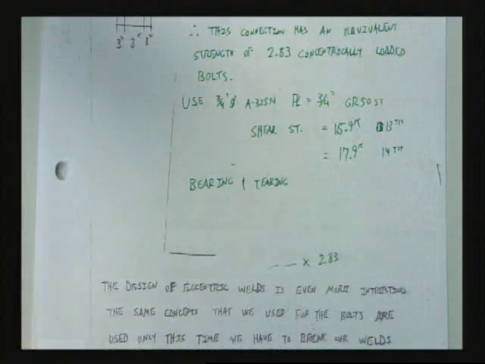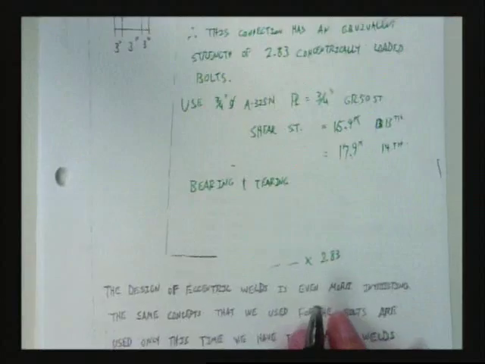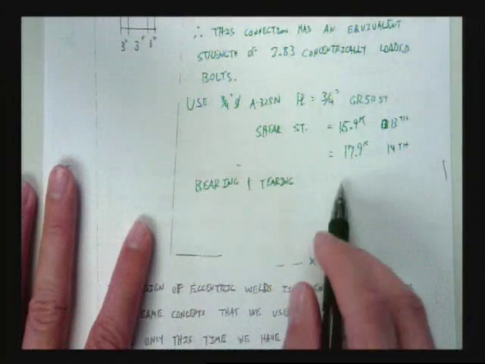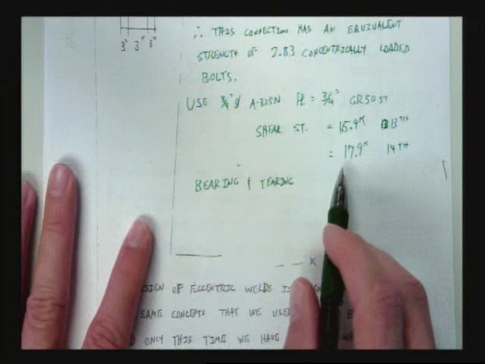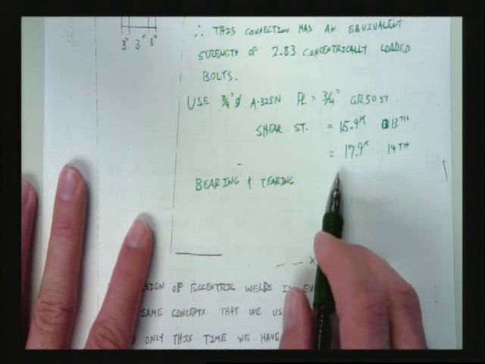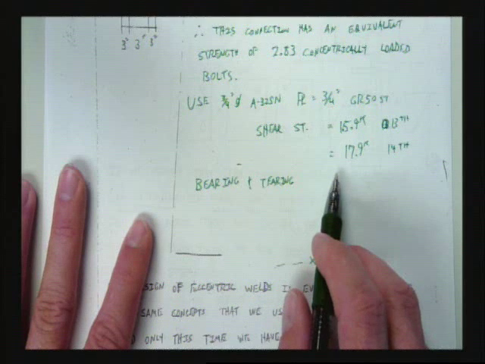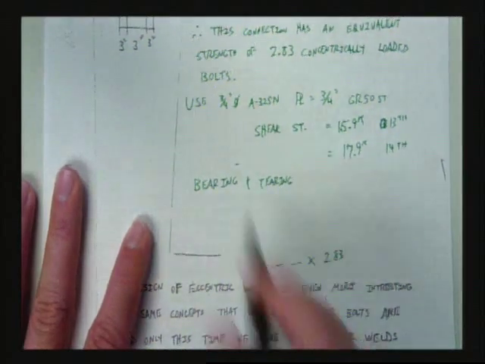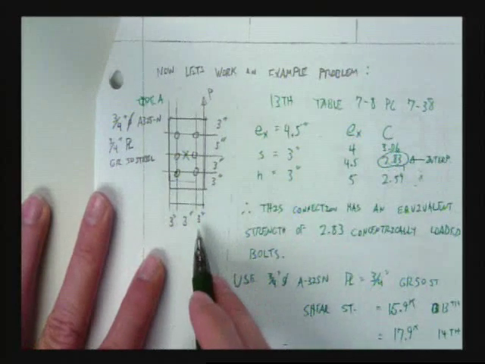Okay, so we're not done. We have to do bearing and tearing calculations, okay? And in our bearing and tearing calculation, what's the first term we use? What's the first step on bearing and tearing? Compare the bolt diameter to L sub C. So what L sub C am I going to use?